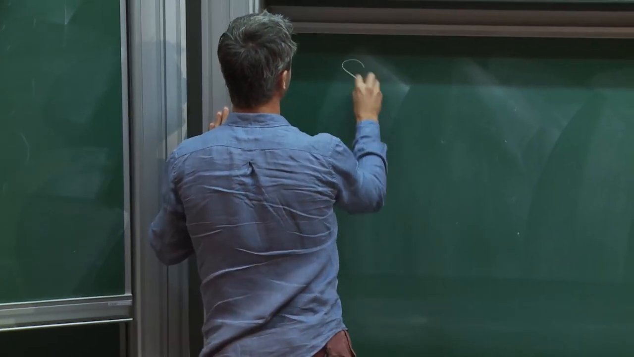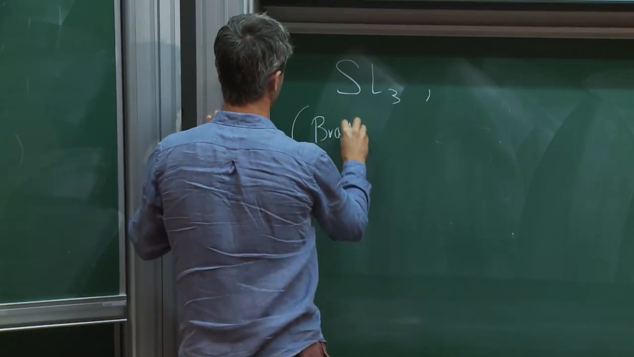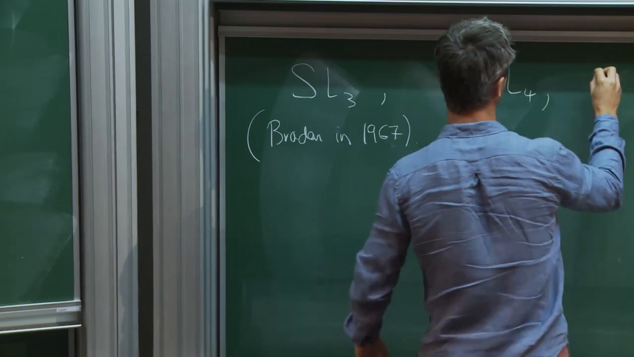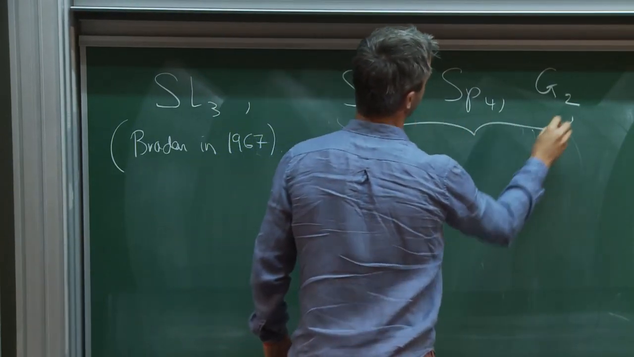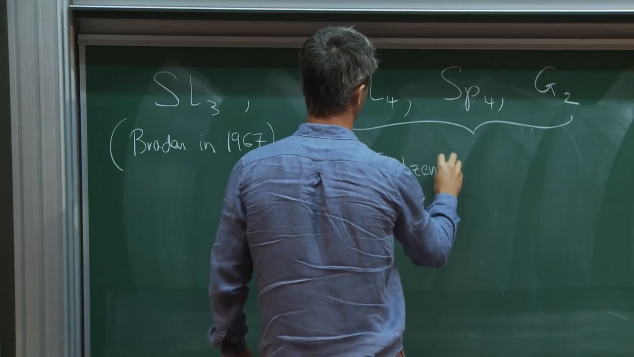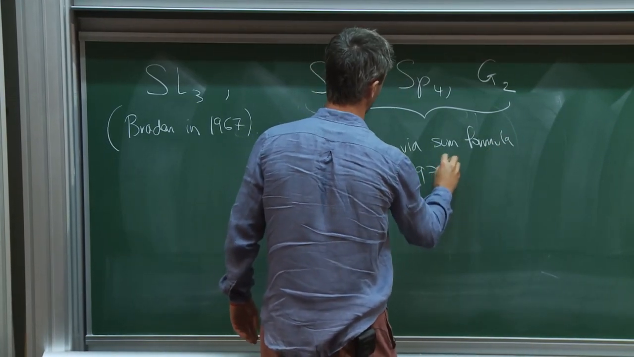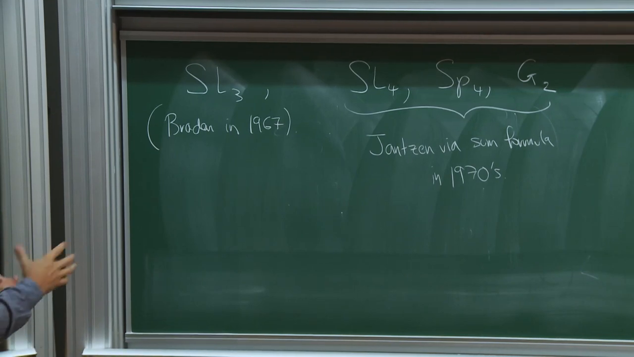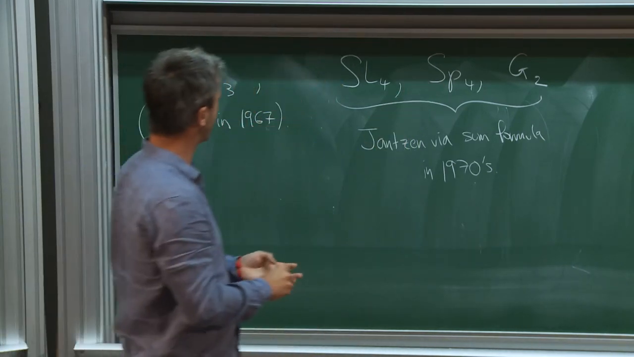And then for SL3, George Lusztig explained to me that this was solved by Braden in 1967. And then SL4, SP4, G2 were handled by Jantzen via the sum formula in the 1970s. Roughly speaking, what Jantzen does is he puts a filtration on these nablas and has some formula that gives you some incomplete information about this filtration, but this formula is strong enough to handle these cases.